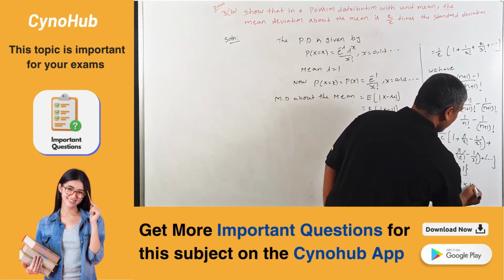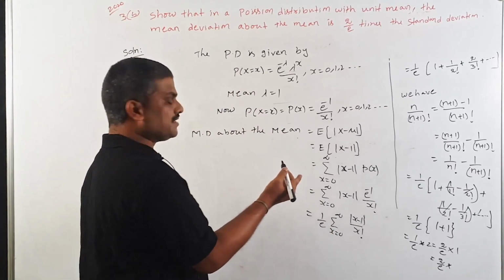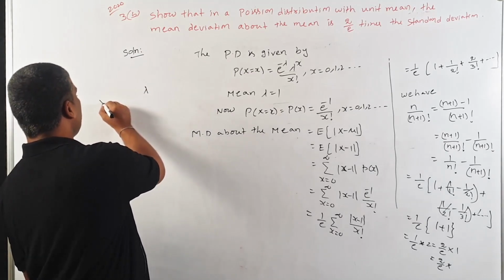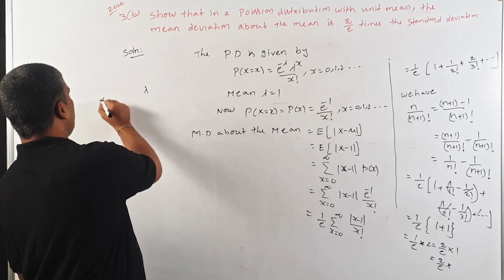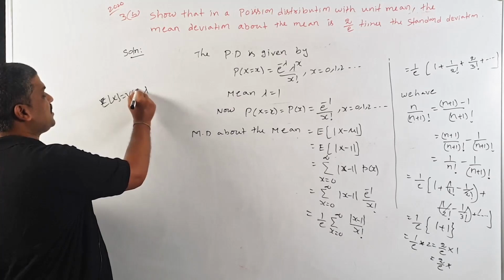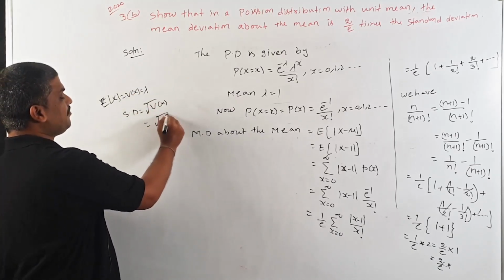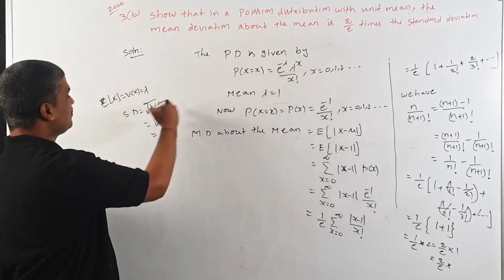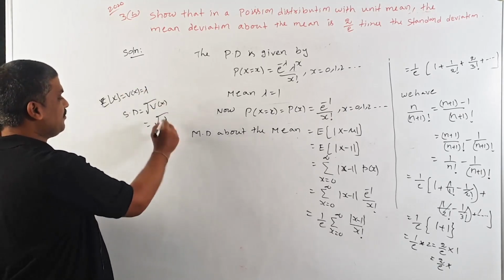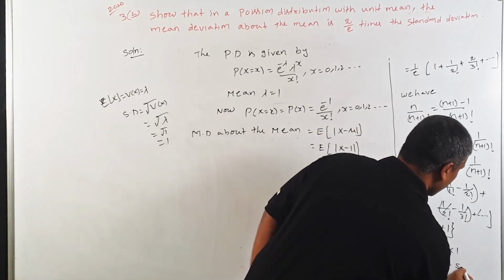Here 1 is the standard deviation. Why? Because in the Poisson distribution, lambda only, the mean, that is expectation of x or mu, and the variance are both the same. Standard deviation means the root of variance, that means root lambda. Already we are given unit mean, that means lambda equals 1 only, that is root 1. Root 1 means 1. That is what I have to say, that this is the standard deviation.